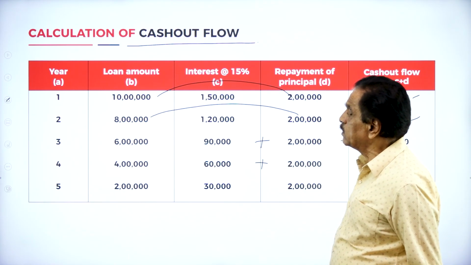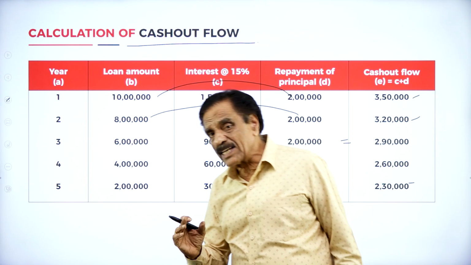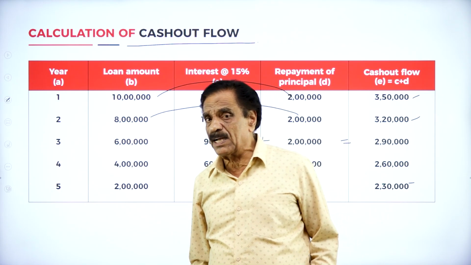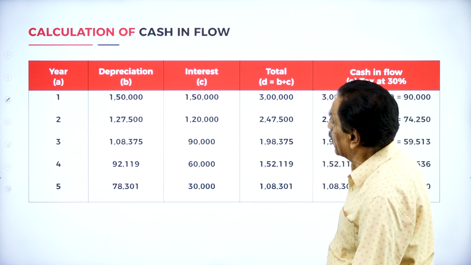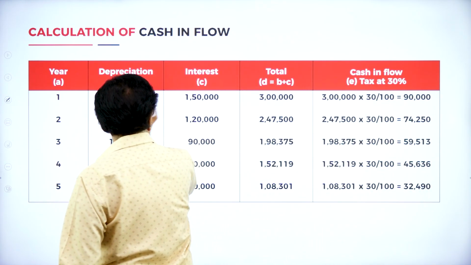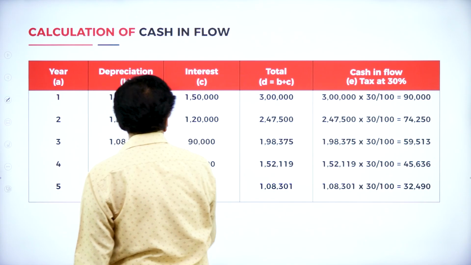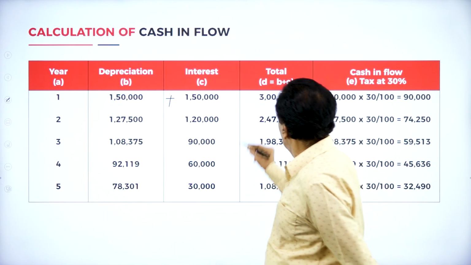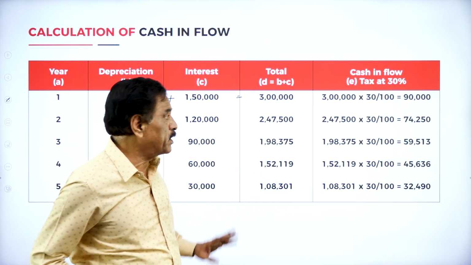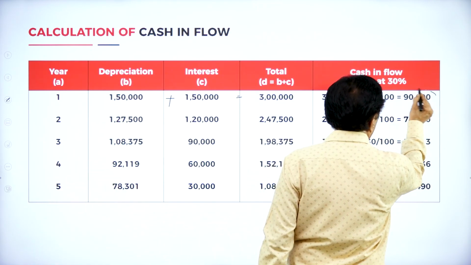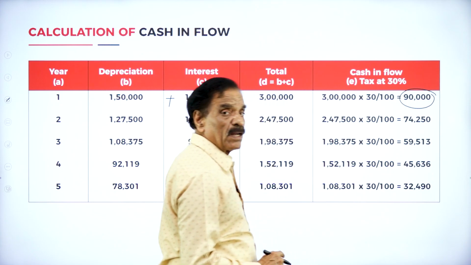Once you find that out, then you get a tax exemption on interest and depreciation. That is your cash inflow. Calculation of cash inflow. What's the first year? Depreciation is 1,50,000 plus interest of 1,50,000. The total is 3 lakh rupees. On that, tax is 30%. Your inflow, we can save to the extent of how much money? 90,000 in the first year.